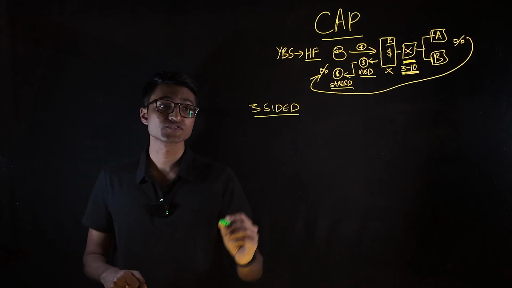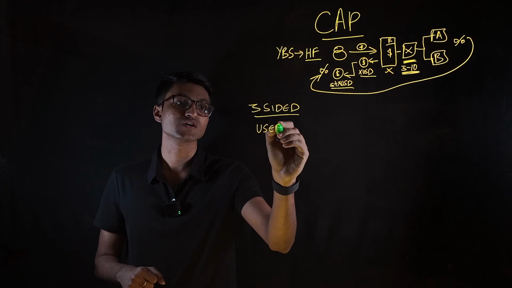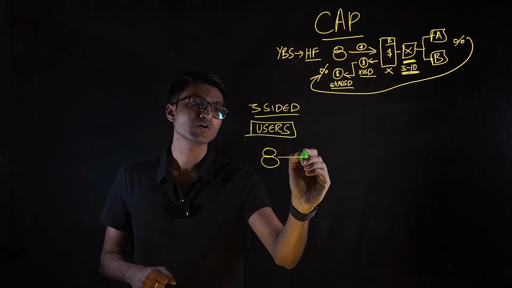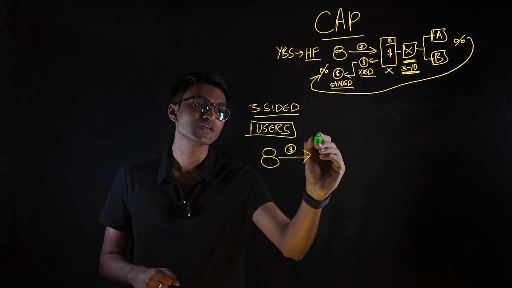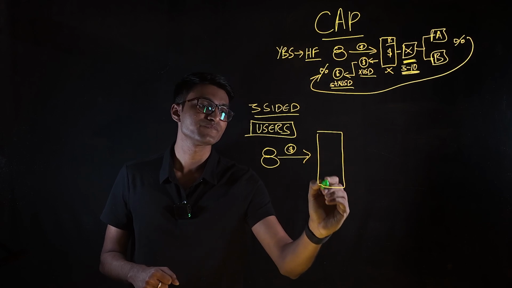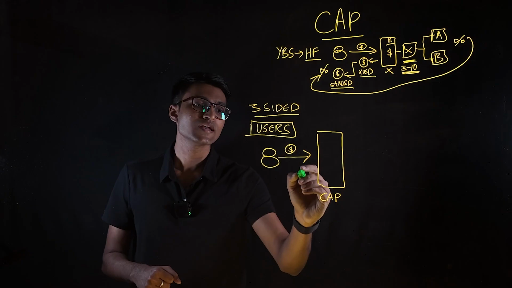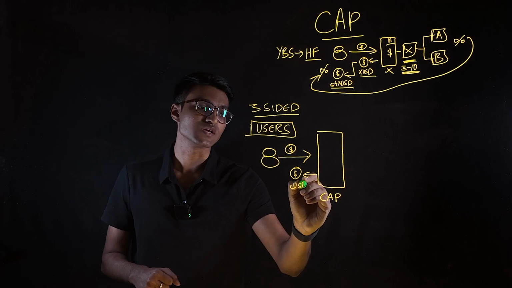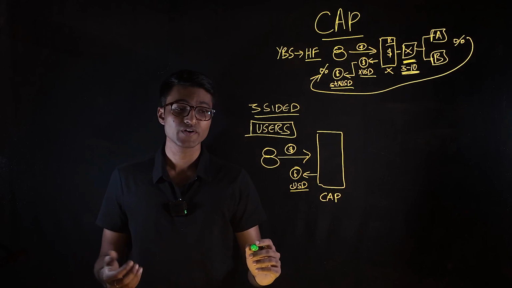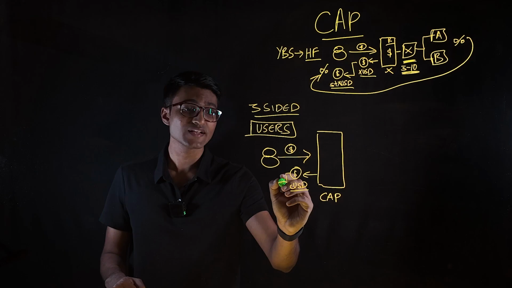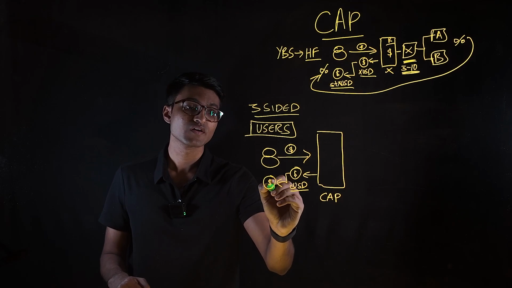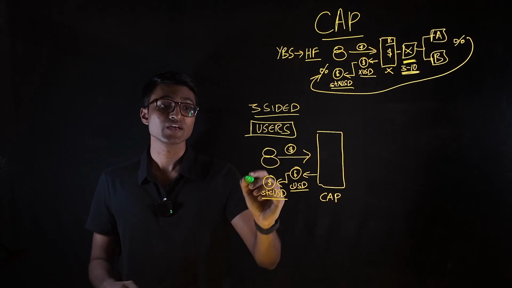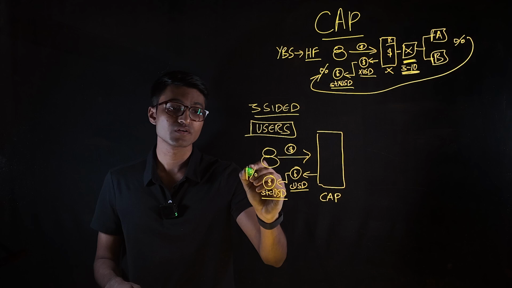The first side of this marketplace is the users. Users would deposit USDC or USDT into CAP and in return receive an equal amount of cUSD, which is CAP's stablecoin, right? The user would then go ahead and stake the cUSD to receive staked cUSD, which is the yield-bearing stablecoin. This gives you the yield component, right?